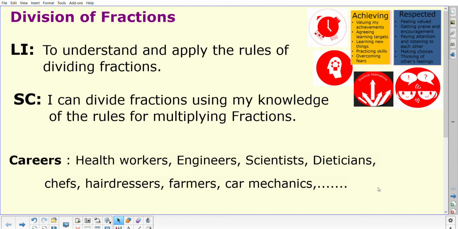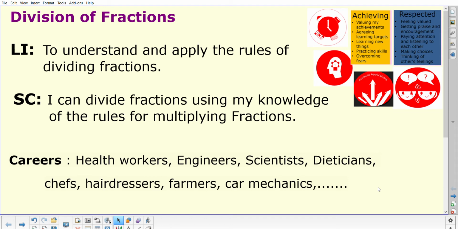So now that we have learned how to multiply fractions and we've done a bit of practicing on that, we understand how that now works, we're going to move on and look at how we can divide fractions. So today's lesson will involve you still using your knowledge of multiplying fractions to help you learn to do this new rule for dividing fractions.